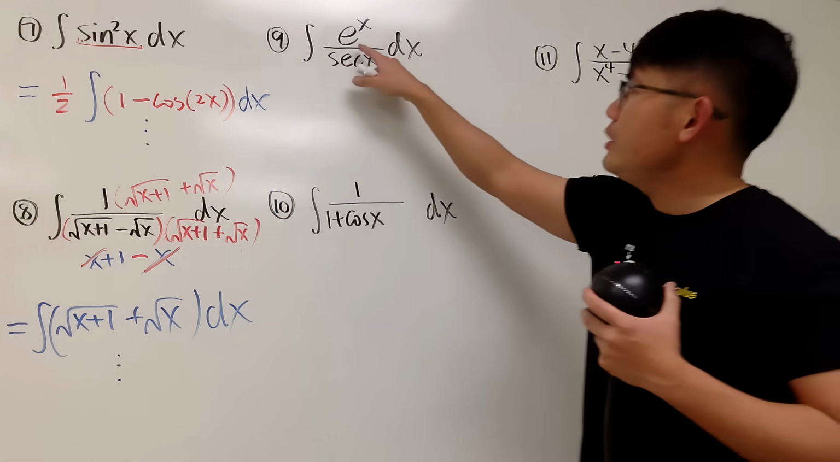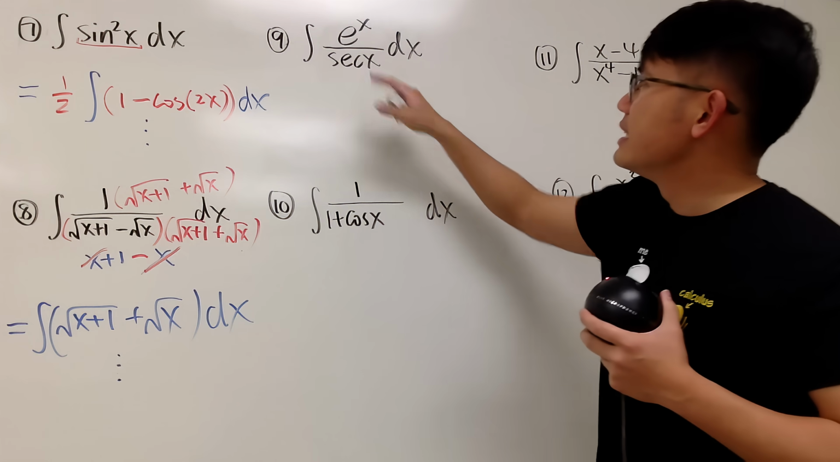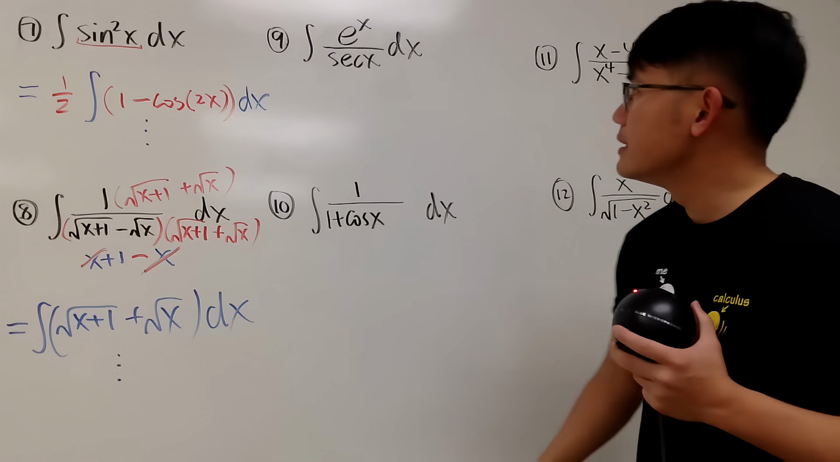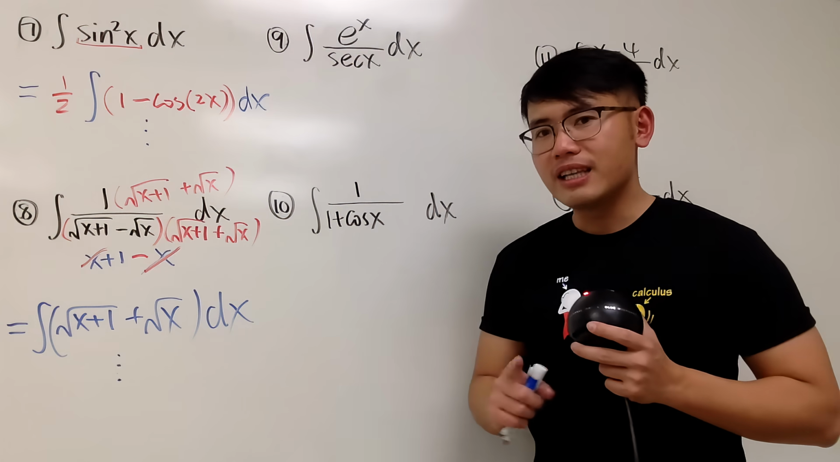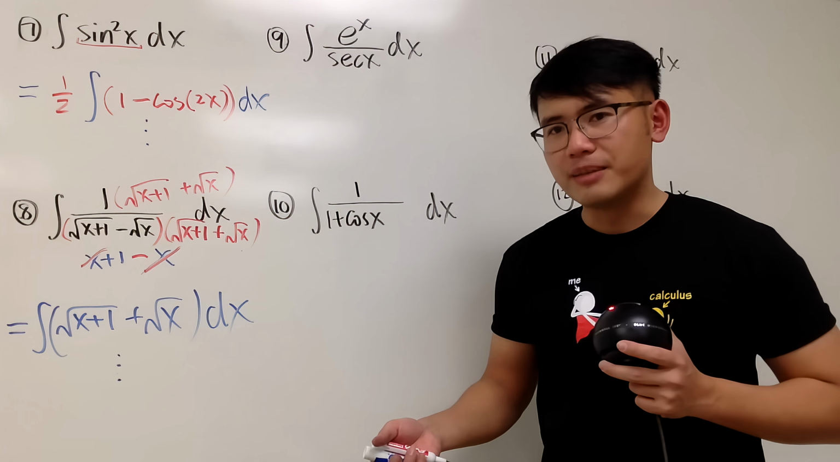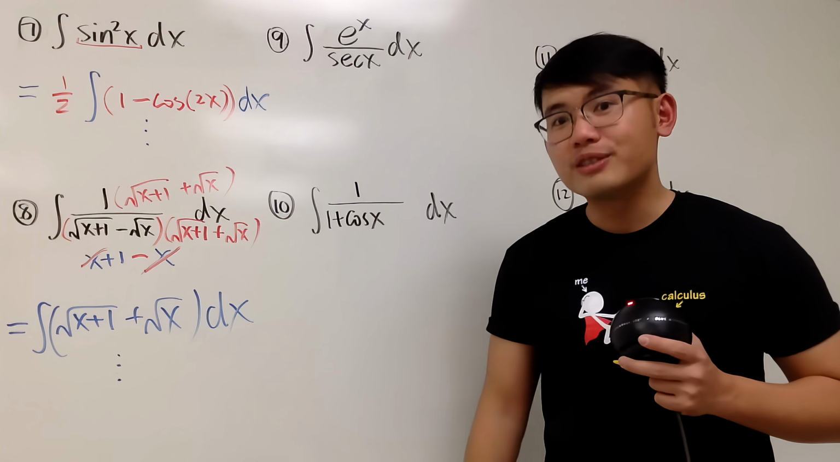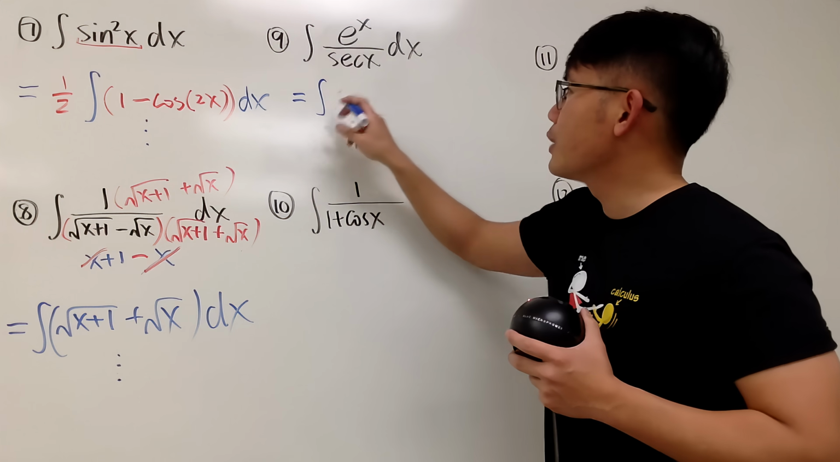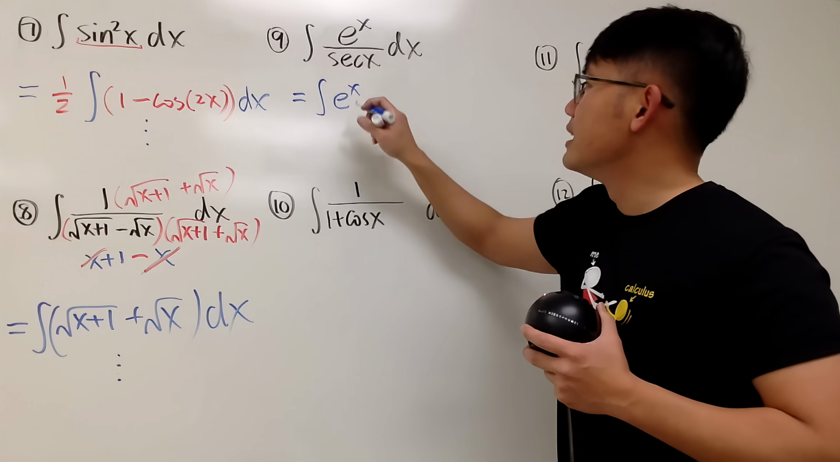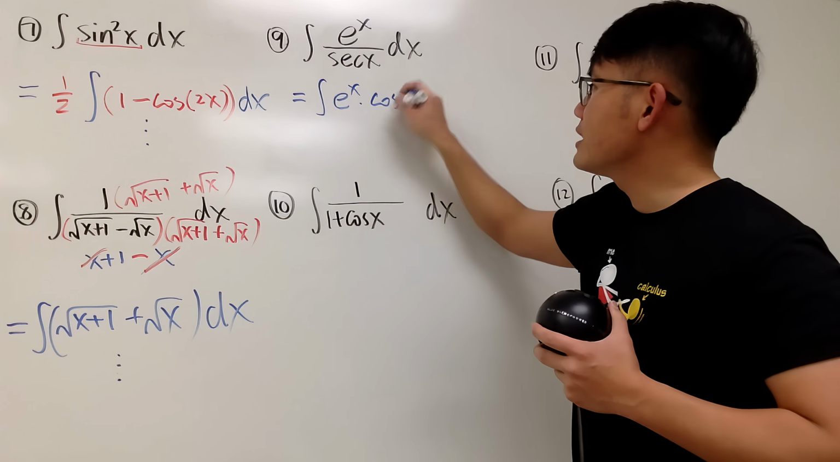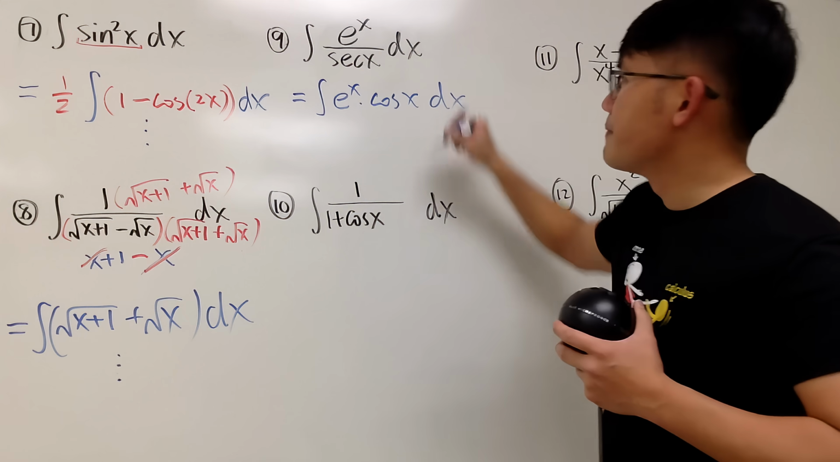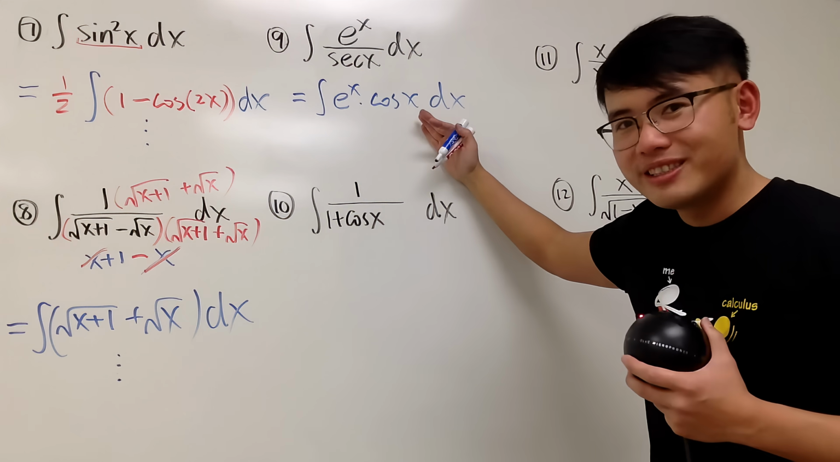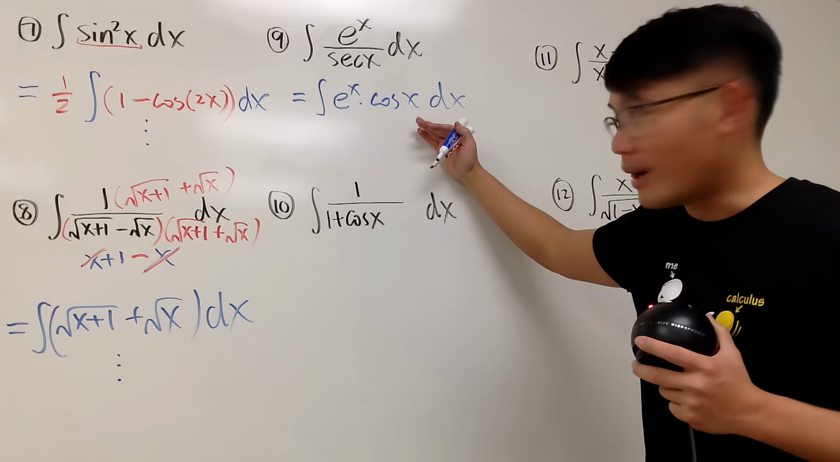We have e to the x over secant x. But don't forget that secant x in the denominator is the same as what? It's just the same as cosine x. So in fact, this integral is the same as integrating e to the x times cosine x. And do we recognize how to integrate this? Sure we do. How do we do it?